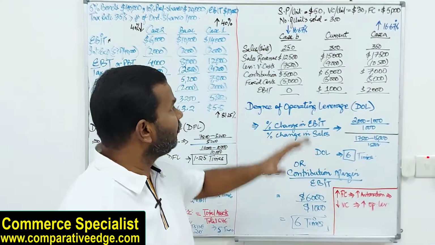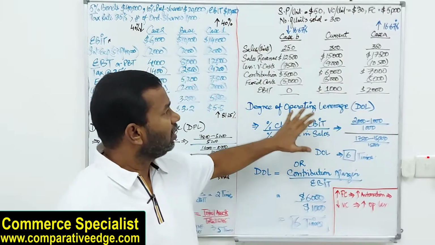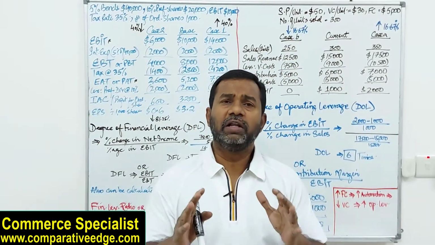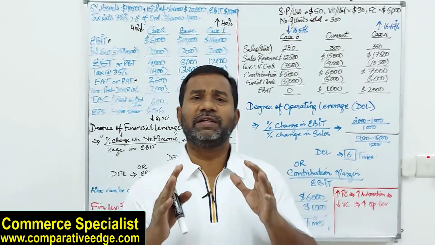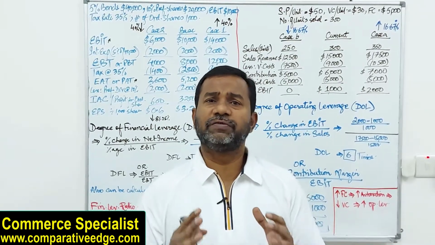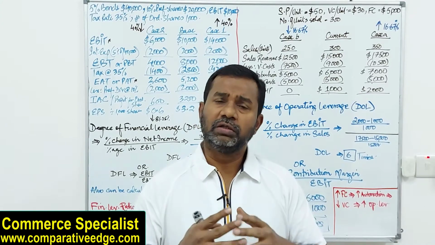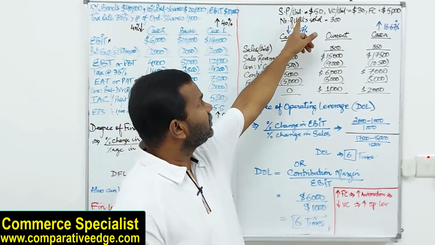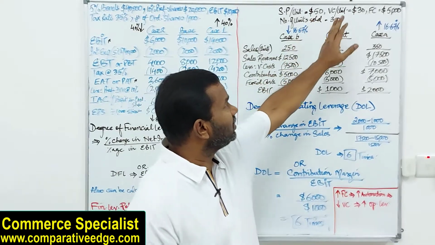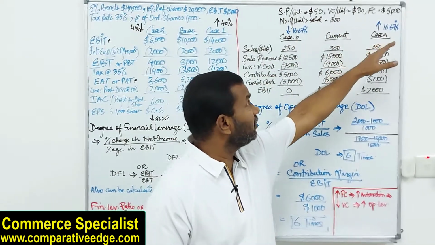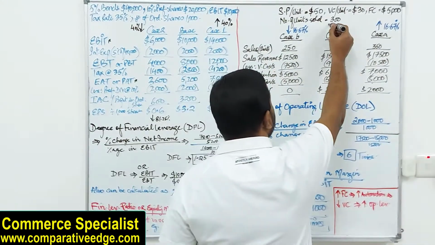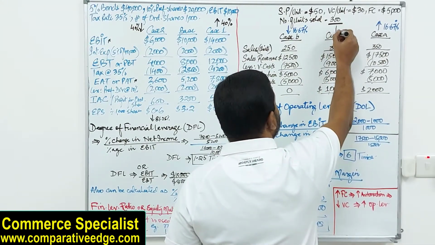So ladies and gentlemen, if you look at this part, here we are talking about operating leverage. As I already mentioned, operating leverage only exists if a company has fixed cost in its total cost. So I've just assumed some numbers here: selling price $50 per unit, variable cost $30, fixed cost $5,000, and number of units we are selling is 300 units. So we are looking at the current level, please.